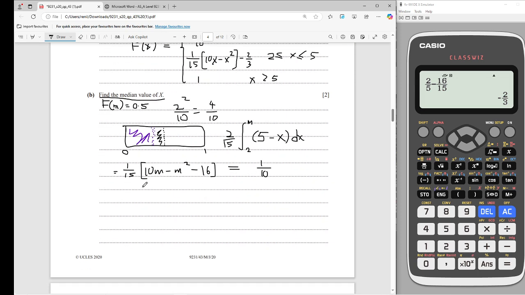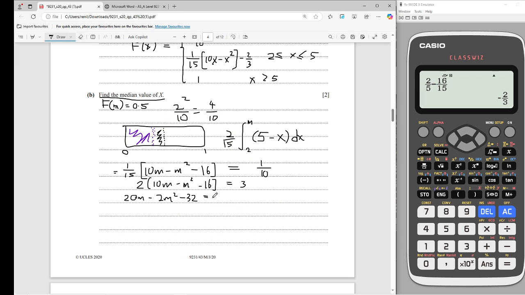Now let's multiply each of the sides by 30, because that's the LCM of the denominators 15 and 10. So if we multiply, we get 2 times 10m minus m squared minus 16, and this will be equal to 3. Now let's simplify this further. We get 20m minus 2m squared minus 32, and this will be equal to 3 again.